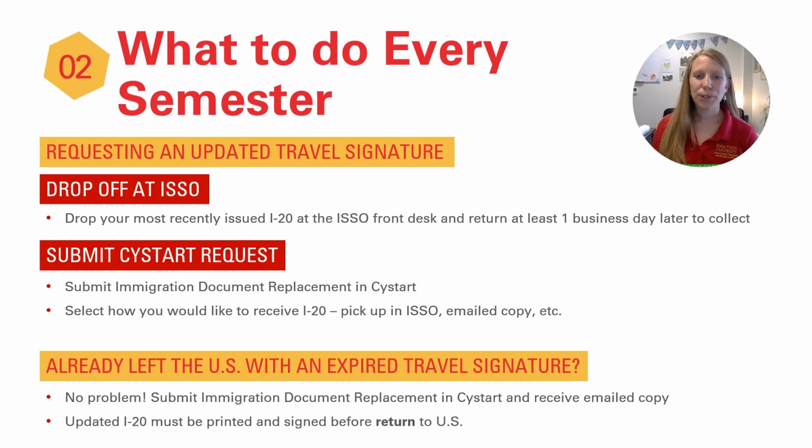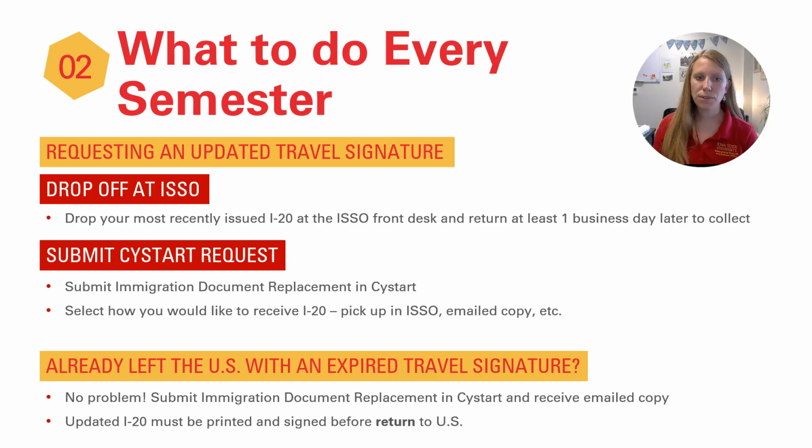In the future, you may need to request an updated travel signature from the ISSO. This allows us to confirm that you are still an actively enrolled student and that the information on your I-20 is still accurate before you travel. There are two options for obtaining an updated travel signature. You can either bring your most recently issued I-20 to the ISSO and pick it up one business day later, or you can submit the immigration document replacement request through our online SciStart system and select how you would like to receive your new I-20.